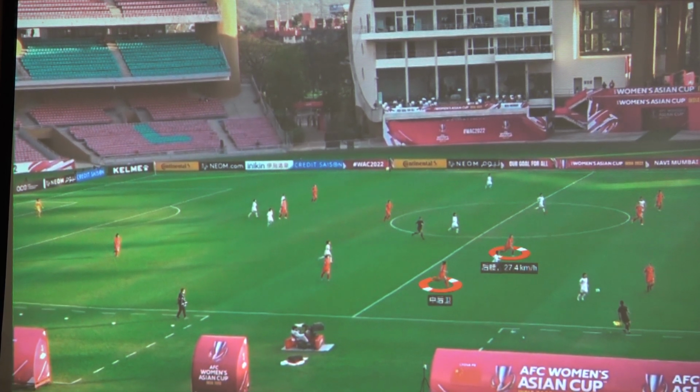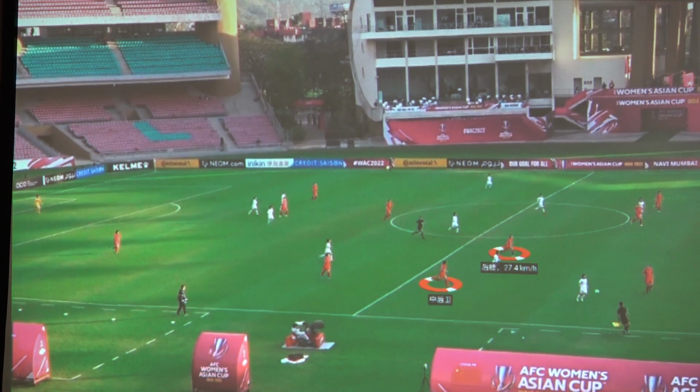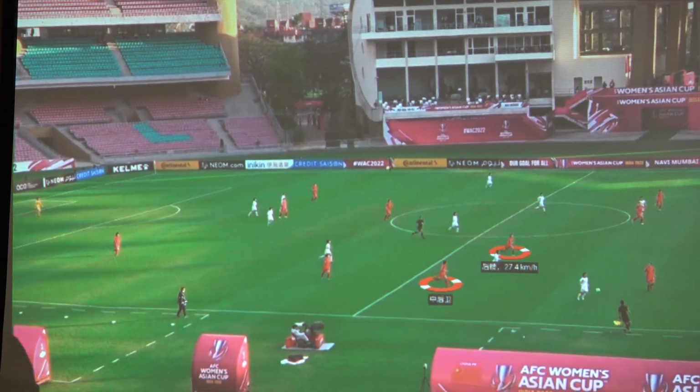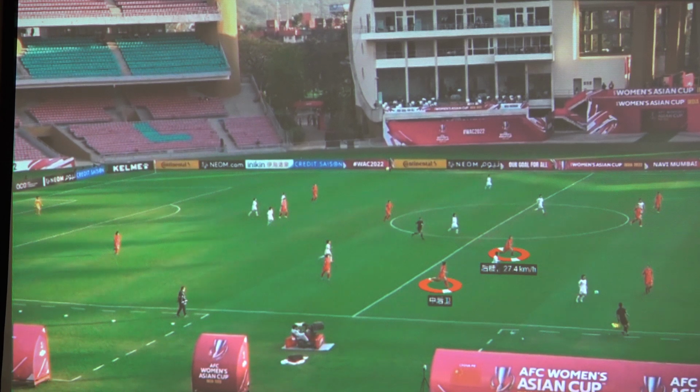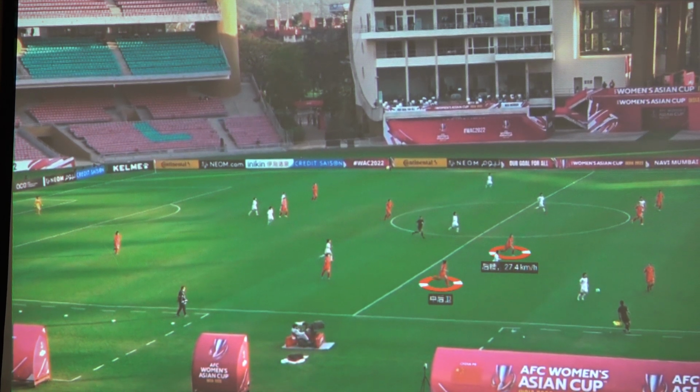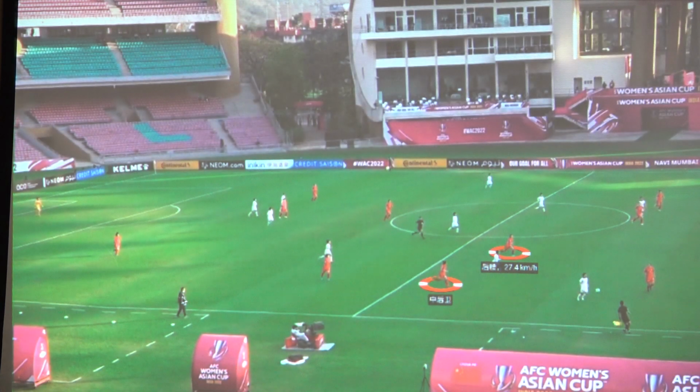Always the lowest. And now let's look at in the match what happened when she had to chase back to make up for her teammate. Let's see what happened.